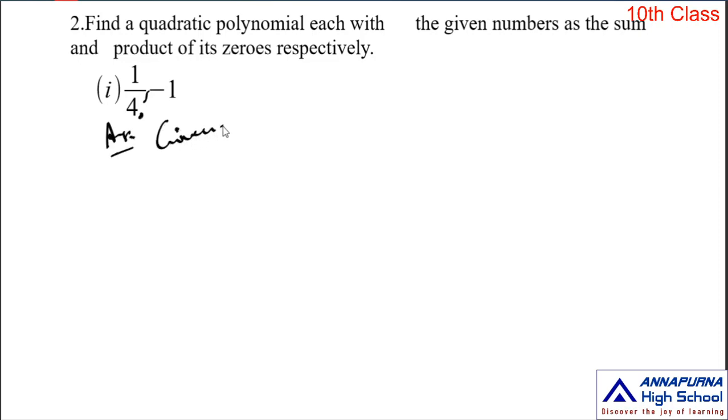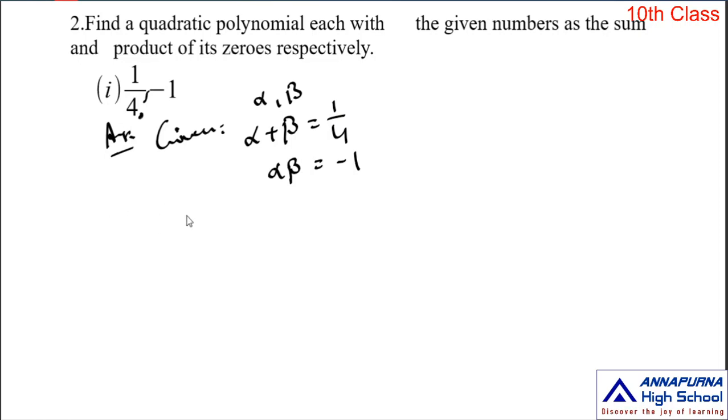Given: what are the given values? They present the sum and product of zeros of that quadratic polynomial respectively. That means if you take alpha and beta as the zeros of the required quadratic polynomial, then the first value 1 by 4 presents alpha plus beta, the sum of the zeros, equal to 1 by 4, and the second value presents the product of the zeros, that means alpha into beta is equal to minus 1. And we find a quadratic polynomial.